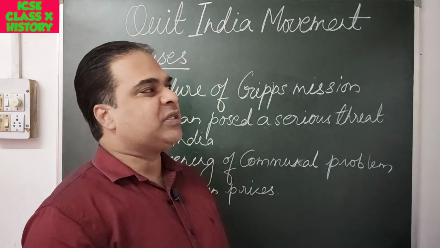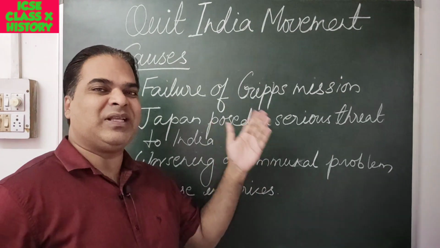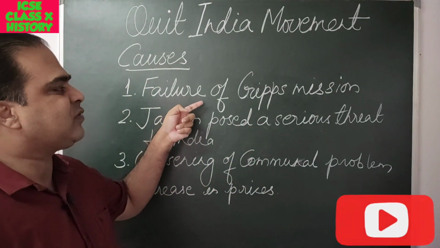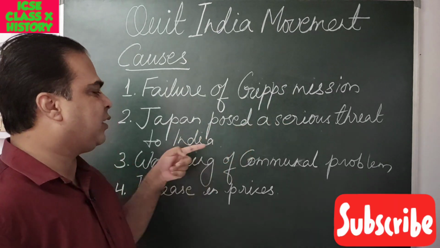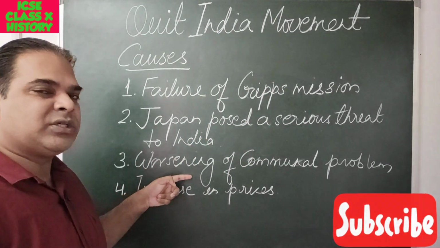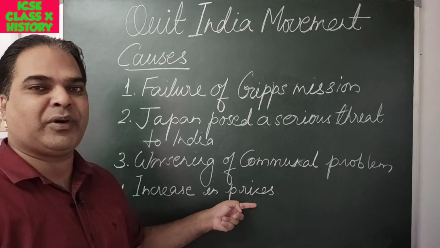Today we are going to discuss the Quit India movement. The causes of the Quit India movement we'll discuss one by one. The first one is the failure of the Cripps mission. Second, Japan posed a serious threat to India. Third, worsening of communal problems. And the fourth one, increase in the prices.